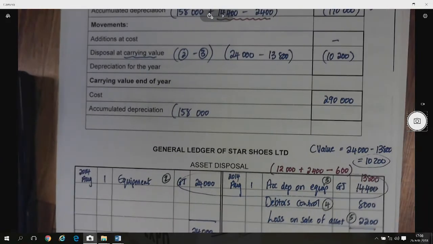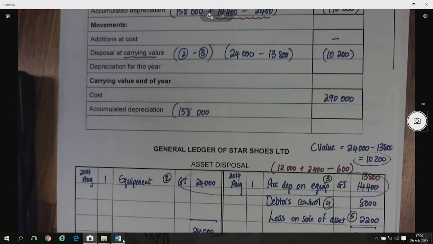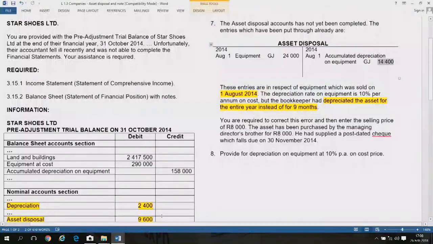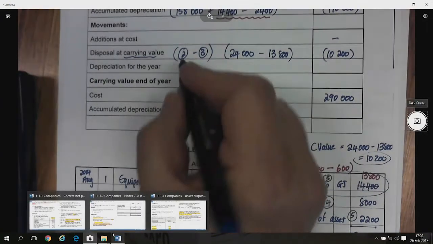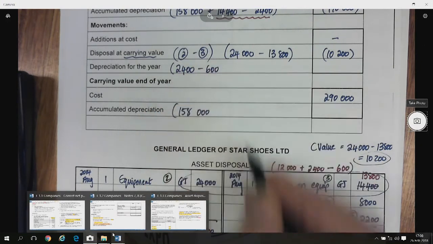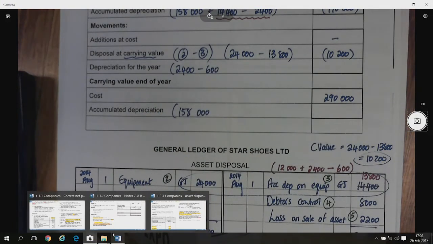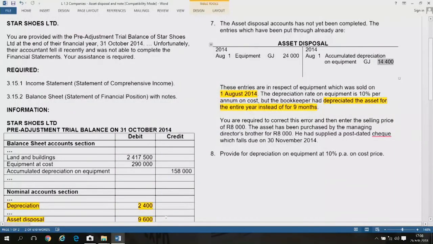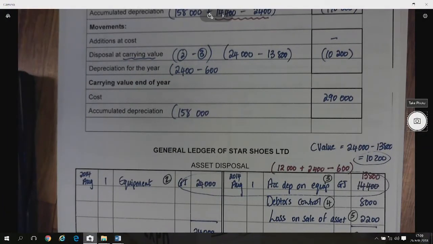Depreciation for the year. Remember they already showed 2,400, which was wrong. But you cannot ignore it. So you start with the 2,400 for depreciation. Then you minus the 600 Rand to correct the error. And then adjustment number 8 said that we must provide for depreciation on equipment on cost price. That is the end of the year. So we must calculate our depreciation.